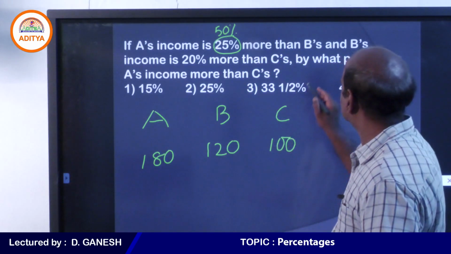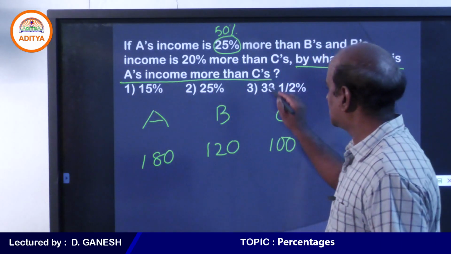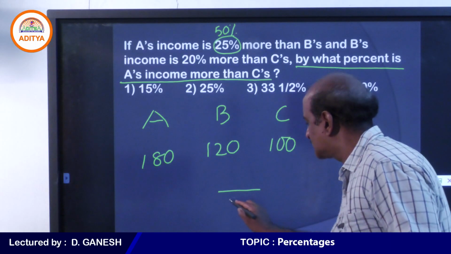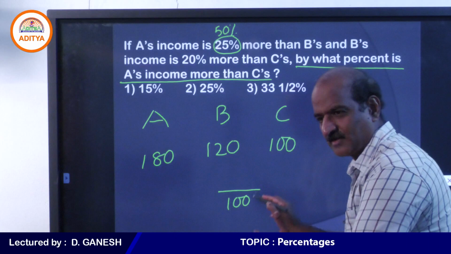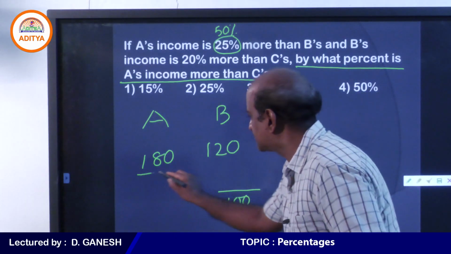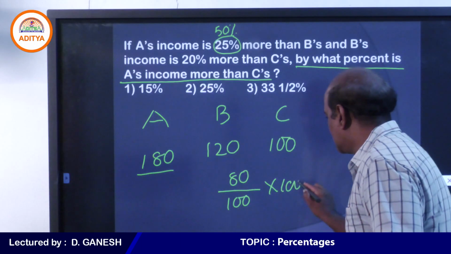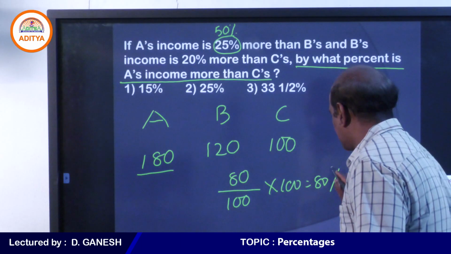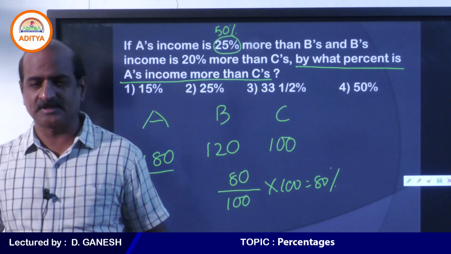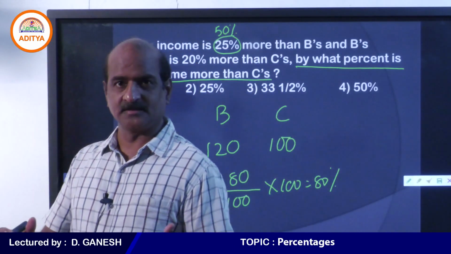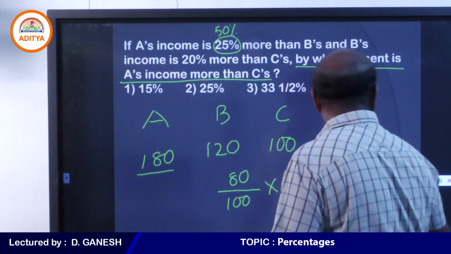Now the question is, by what percent is A's income more than C? We need to compare the income of A with C. Therefore, if you take 100 as the denominator, A must be getting 80 rupees more when we compare with C. Therefore, your answer will be 80%. This is the very significant point in percentages because we need to compare everything. I hope that you are getting it right.